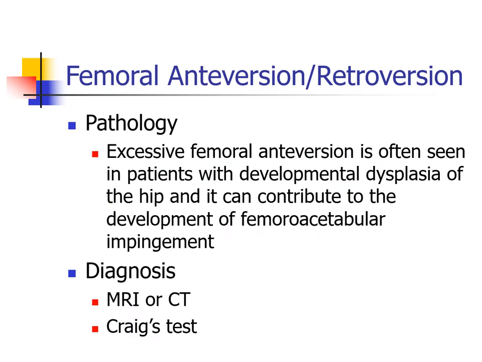So in addition to what we've spoken about previously, excessive femoral antiversion can be associated with developmental dysplasia of the hip, and it can also contribute to the development of femoral acetabular impingement. And how do we diagnose femoral antiversion or retroversion? Because these are transverse plane abnormalities, we're looking at diagnosing this through MRI or CT. From a radiologic perspective and clinically, we can use Craig's test to diagnose femoral antiversion or retroversion.